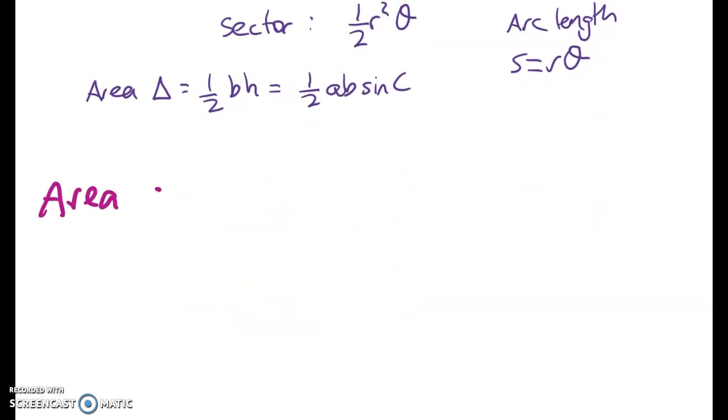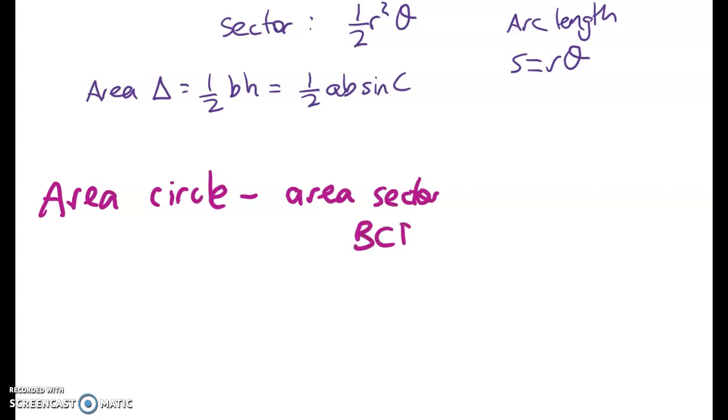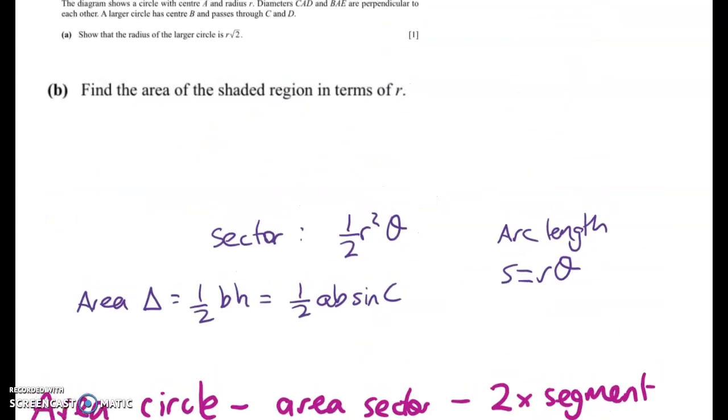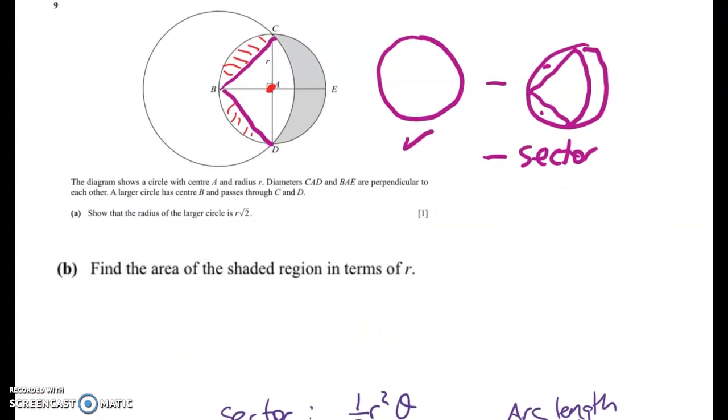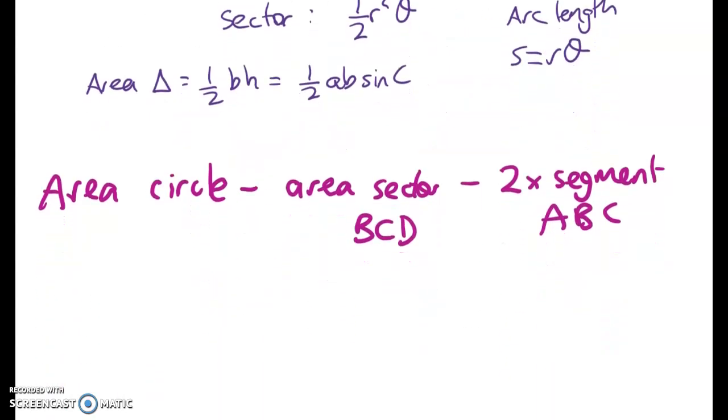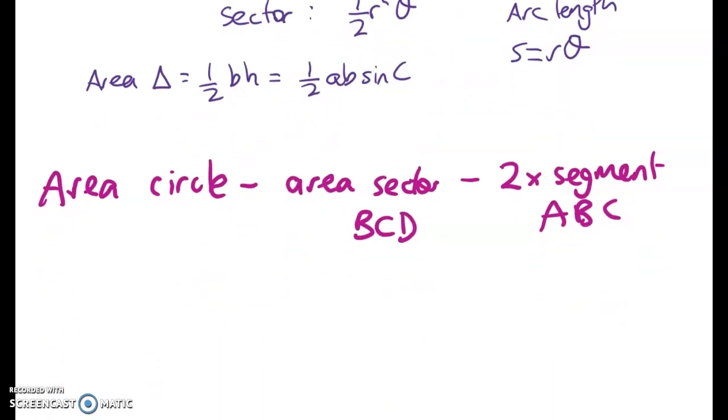So we've got area of circle minus area of sector BCD minus 2 times segment ABC. All right, so I'm labeling those using the points. So here's segment ABC here. Some of you will be groaning and going, wow, there's a much, much easier way to do this.